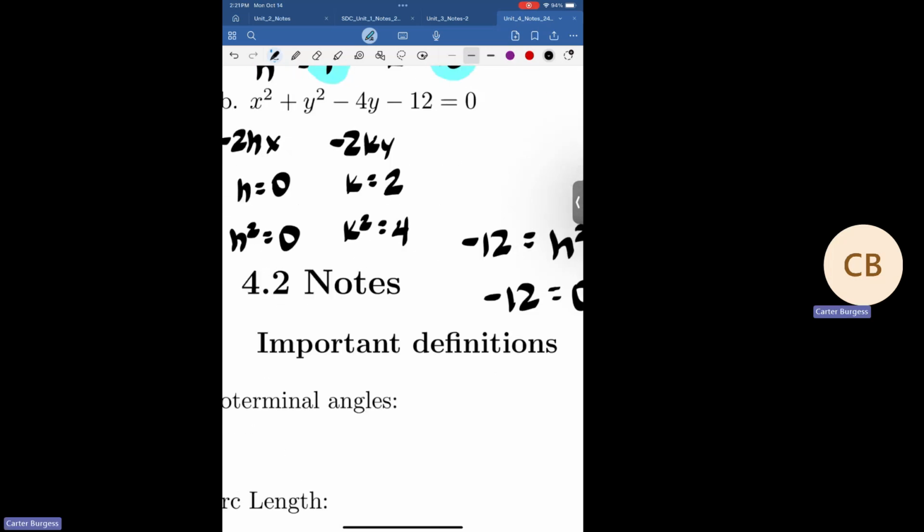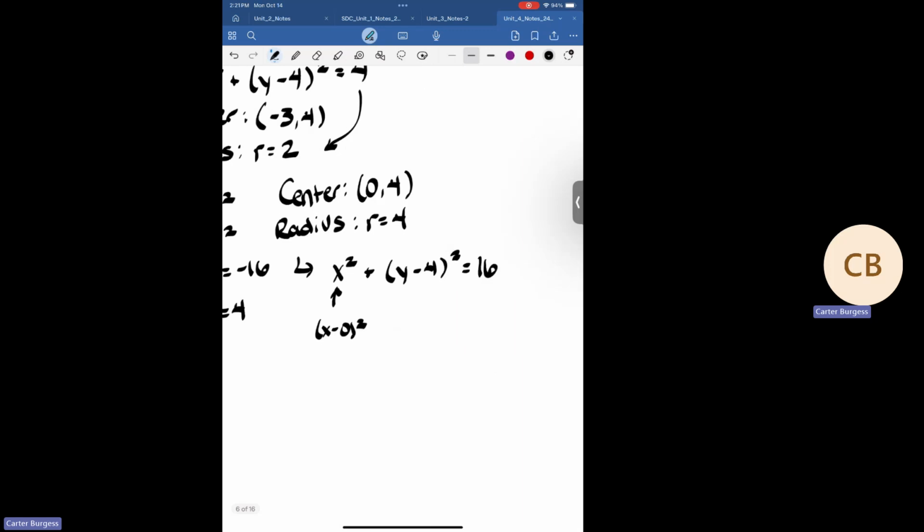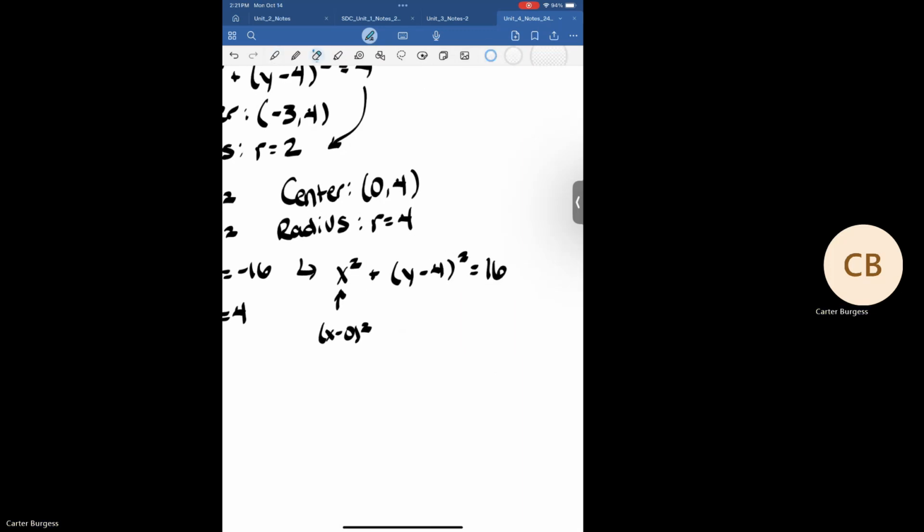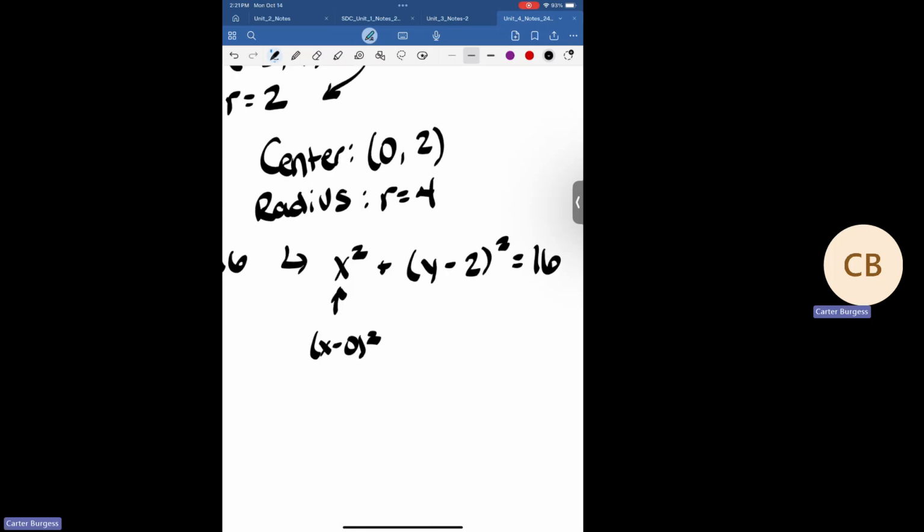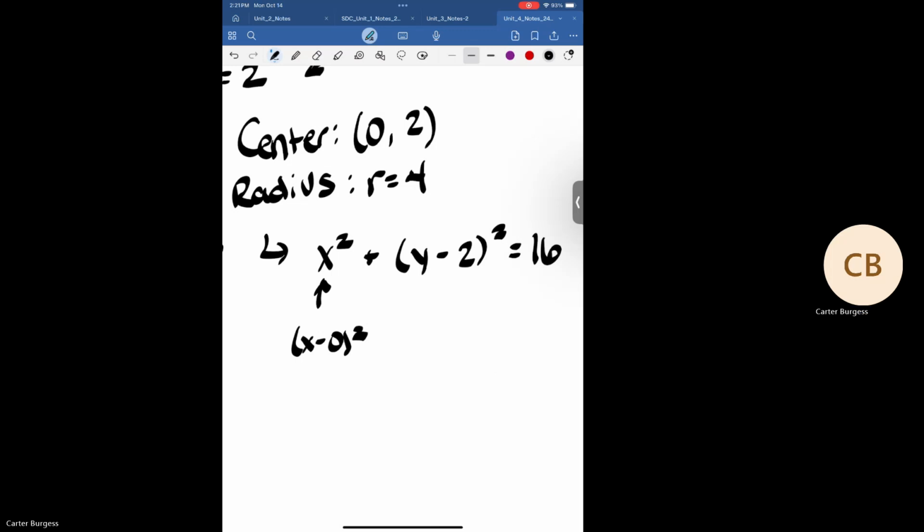So notice here that our, oh, no, you're right. It should be 2, not 4. Yep, good catch. Yeah, I used k squared rather than k, but you're supposed to use k. Yeah, y minus 2 instead of minus 4. My bad.